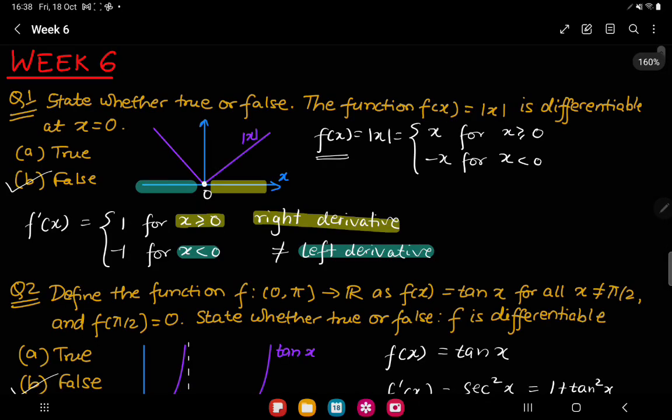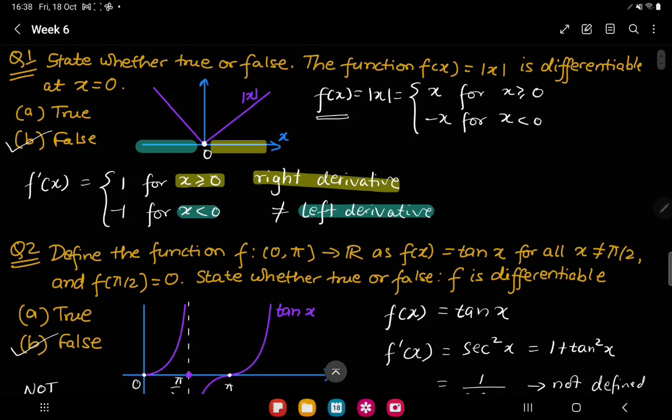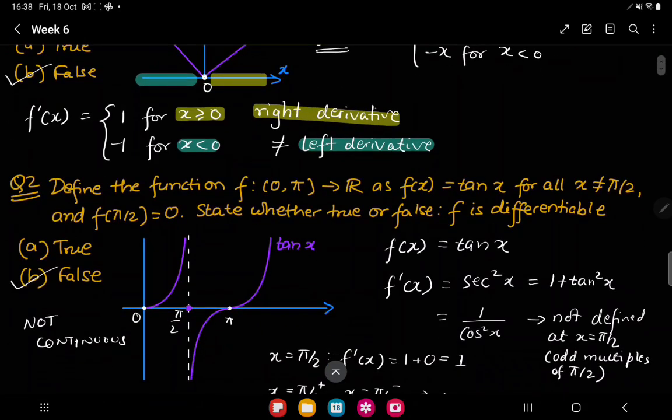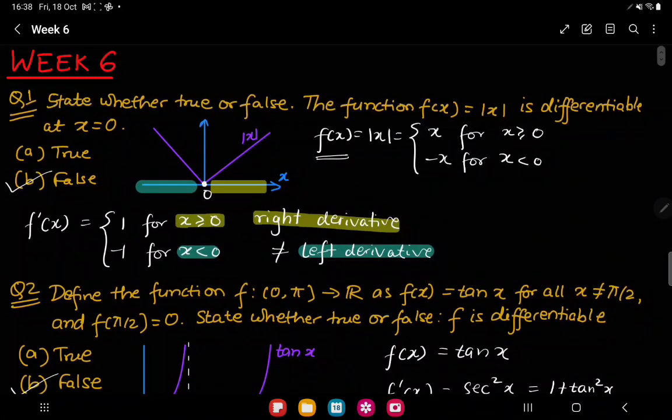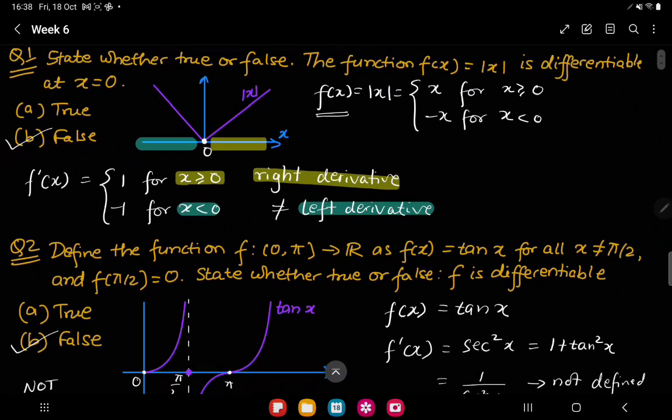Week 6. In week 6, we were introduced to the concept of differentiation and differentiability. Again, for differentiability, both the right hand derivative and left hand derivative should exist and should be equal.